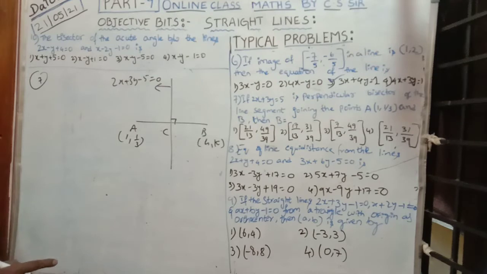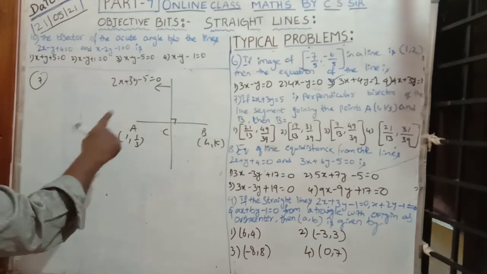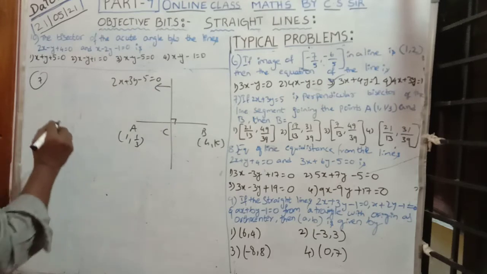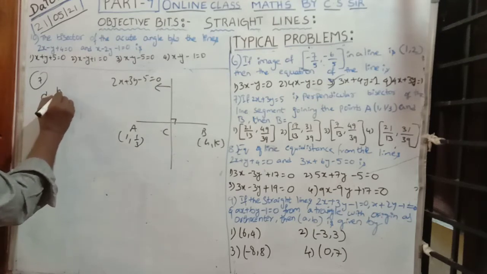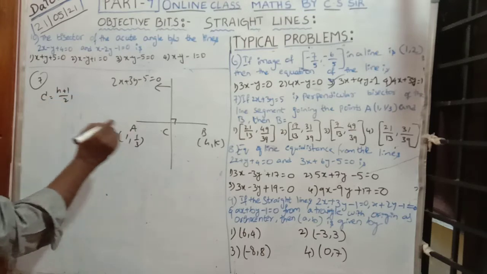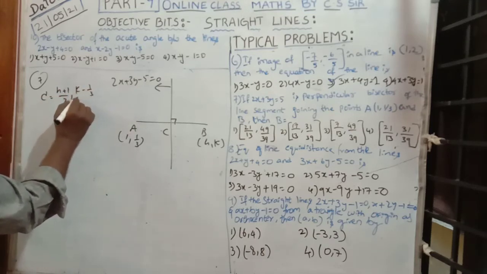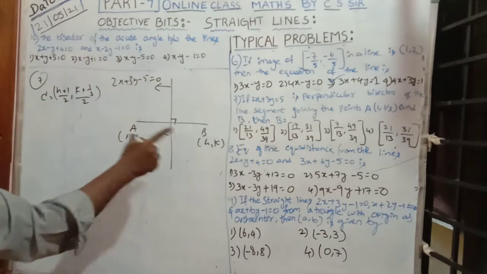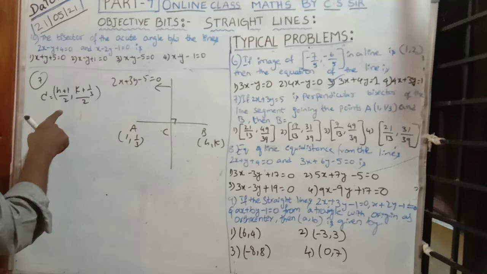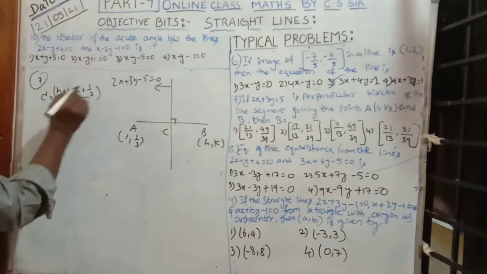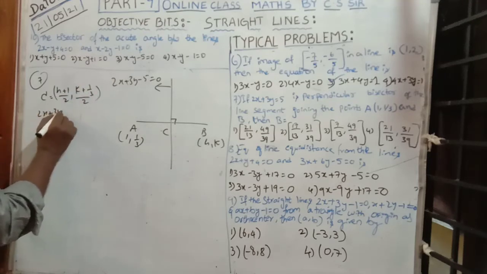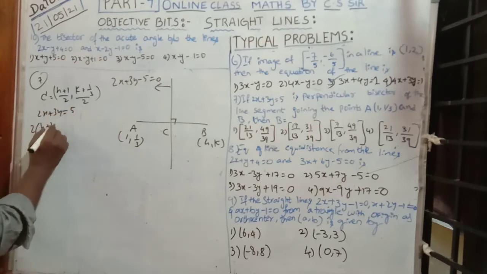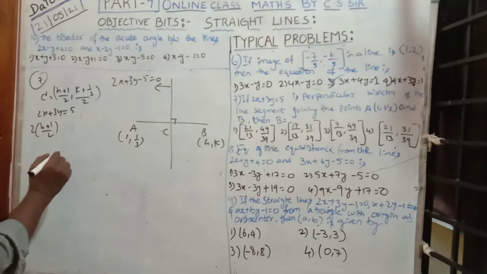The midpoint C is lying on this equation. Midpoint C means it is h plus 1 by 2, k plus 1 by 3 by 2. Okay now? It lies on this equation, 2x plus 3y minus 5 equals 0. It is 2 of h plus 1 by 2. Okay now?